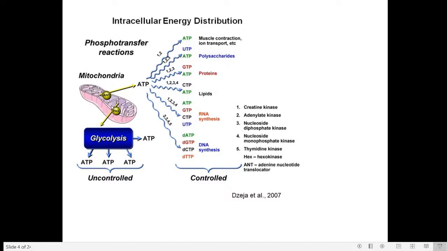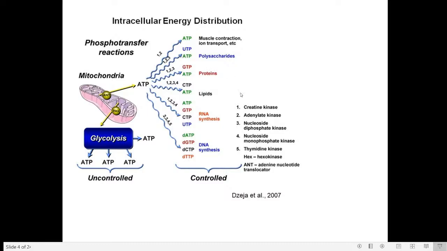There is a mitochondrial ATP source. In this, they are activating some pathways. For example, ATP activates muscle contraction and ion transport. How is that activated? Using the ATP utilized by creatine kinase and adenylate kinase. These two enzymes are involved in activating the energy transduction for muscle contraction and ion transport. Then there is polysaccharide production.